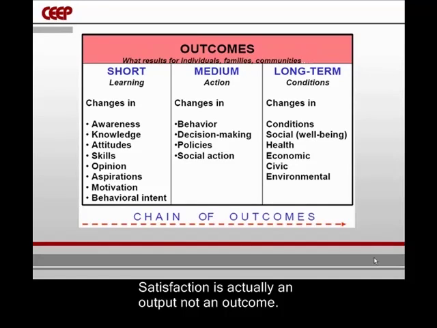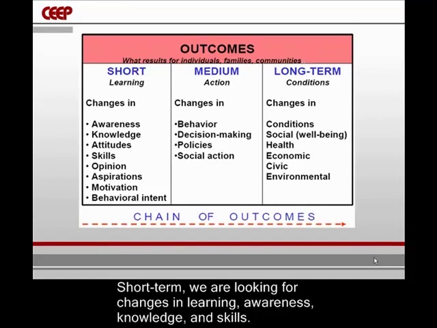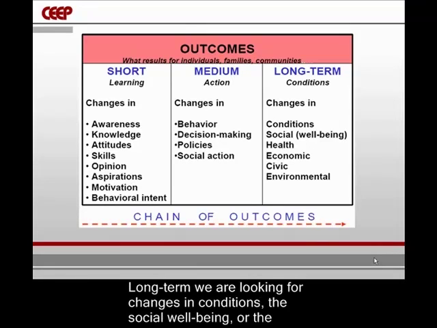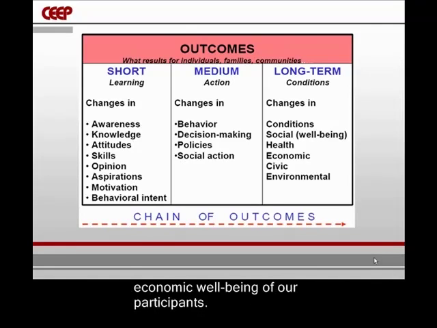So we're looking for changes short-term in learning, awareness, knowledge, attitudes, skills. Medium-term, we're looking for change in behavior or decision-making. And long-term, we're looking for changes in the conditions, the social well-being, the economic well-being of our participants.